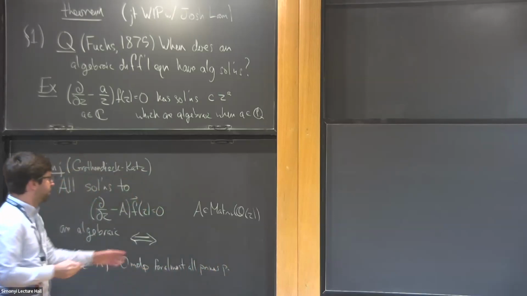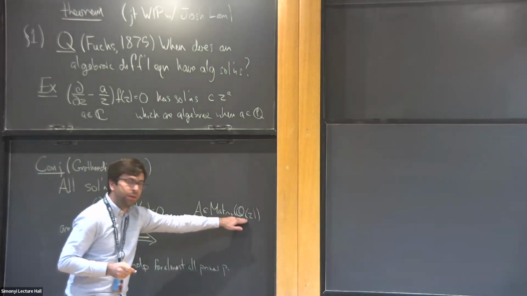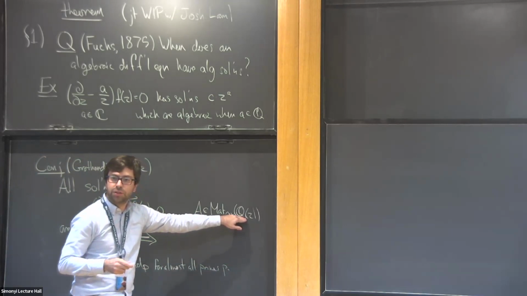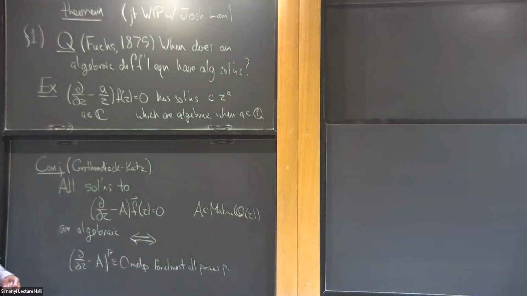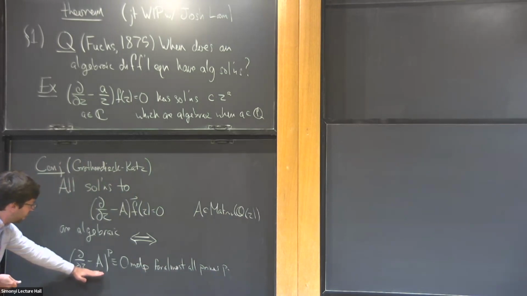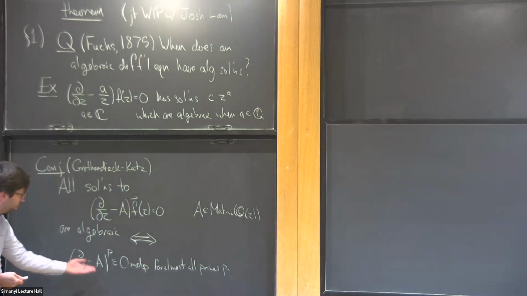Let me say a word about what that means. Here A is a matrix of rational functions with rational coefficients, so it makes sense to reduce it mod p for almost all p. This is a differential operator which you can apply to polynomials mod p, and then you ask, as a differential operator acting on polynomials mod p, is it identically 0 mod p?